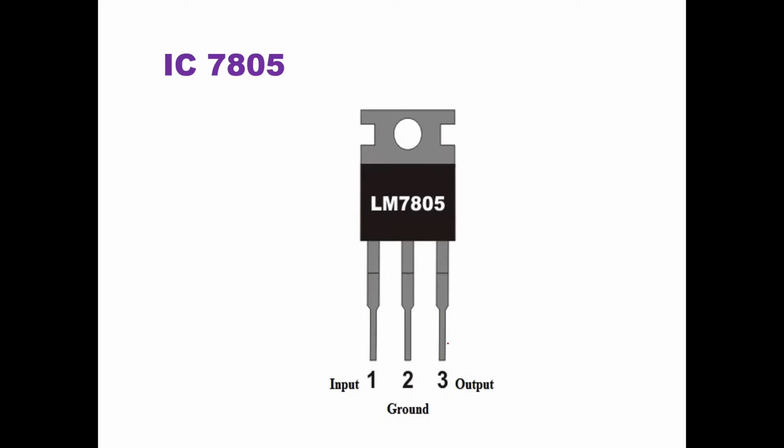So for example, here we have shown the 7805 IC. It has three pins. The first pin is the input pin, the second pin is the ground pin, and the third pin is the output pin. So the input has to be given to the first pin with respect to ground, and the output should be taken from the third pin with respect to ground. So it has three pins in the order input, ground, and output. An example of LM7805 is shown here.